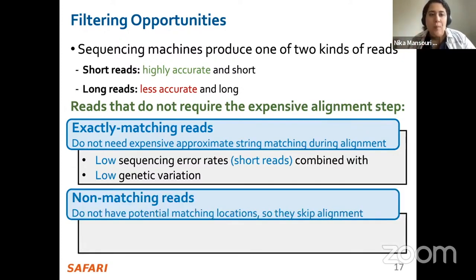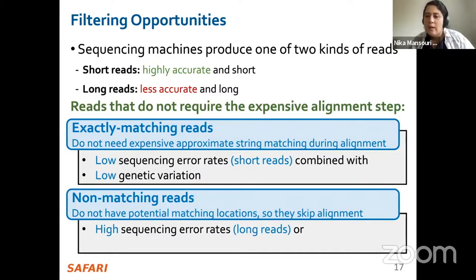Then we have these non-matching reads. Such reads do not have any potential matching location in the reference genome. Let's say after stage 2 in read mapping, all the potential matching locations received would be filtered. Then we can skip the expensive alignment step that happens in the third step. Examples of such non-matching reads can frequently occur in long read sets with high sequencing error rates or with a high degree of genetic variation, for example, with virus samples, as I mentioned earlier.